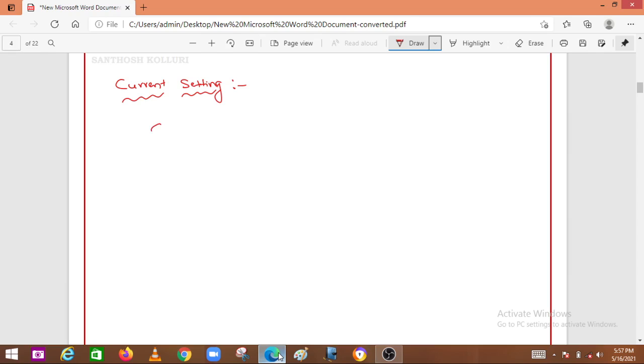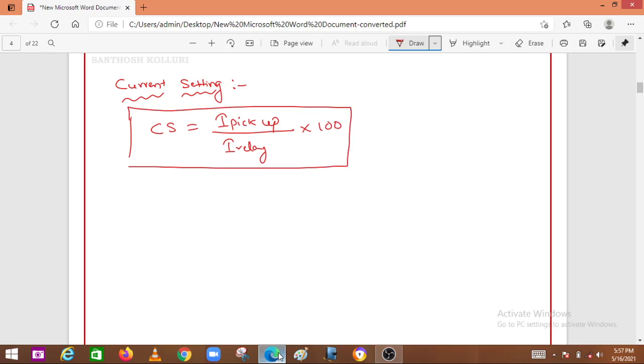I am representing current setting as CS, which is equal to the ratio of the pickup current divided by the relay current. This is called the current setting. If it is multiplied by 100, then it will be calculated in terms of percentage values. So the current setting is defined as the ratio of the pickup current to the relay current. So how can you calculate the current setting value, as we discussed in the previous case.